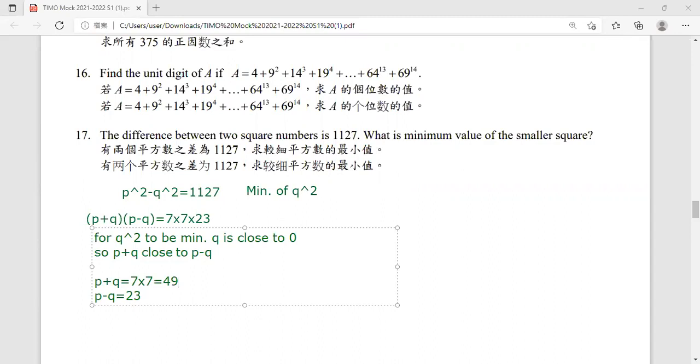And then we will find Q, which is equal to 49 minus 23, divided by 2, which is 13. And then the minimum Q squared is 169. It's just that. So the answer is 169.